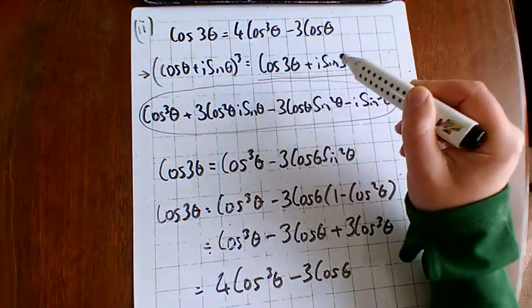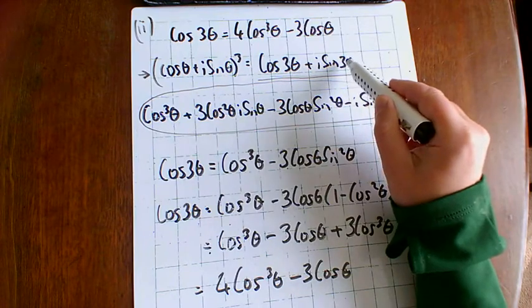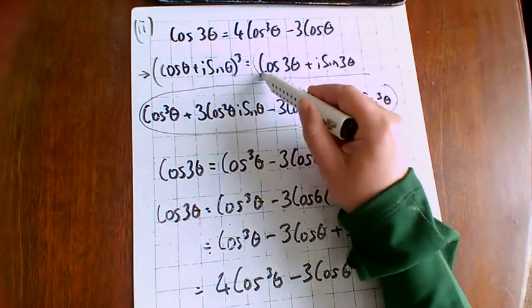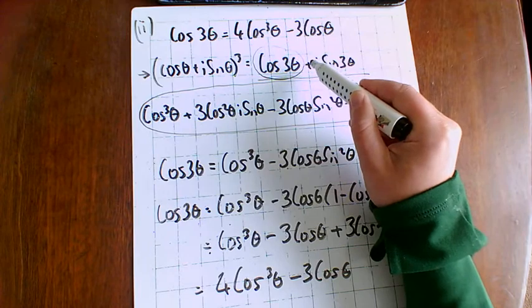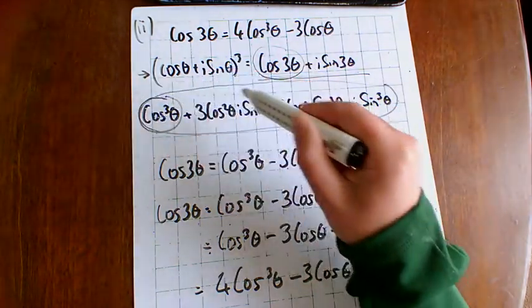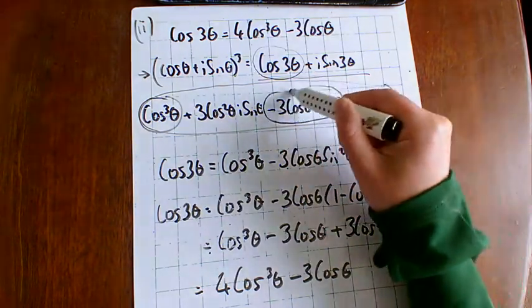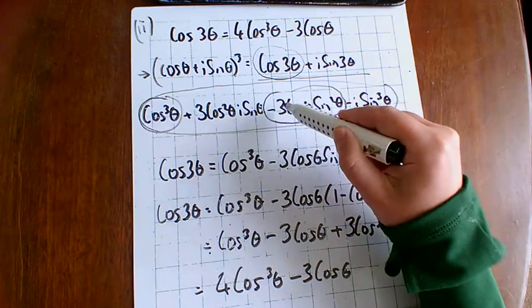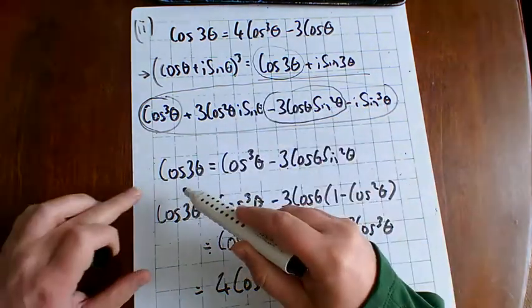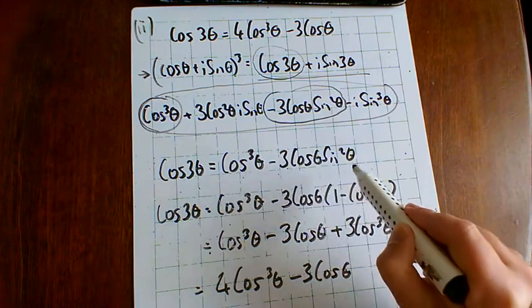And from that, because we only want to deal with cos, we don't care about the sine 3 theta. This is the real part, there's no i there. So the real part here must equal this. That's not a real part because it has an i, but this is a real part. So this must equal this and this. So that's what I do in the next line: cos 3 theta is equal to this minus this.